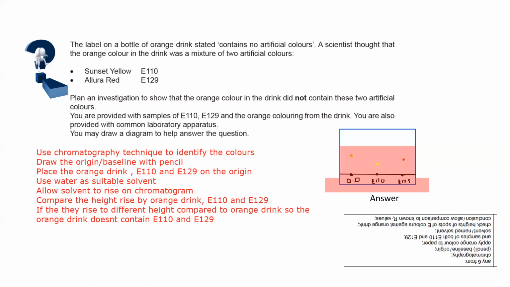So basically, you should be able to plan experiments. Similar types of questions are there, not the exact same, but similar. Sometimes they may ask how you can find the number of substances present in a food color. So you can just modify the experiment.